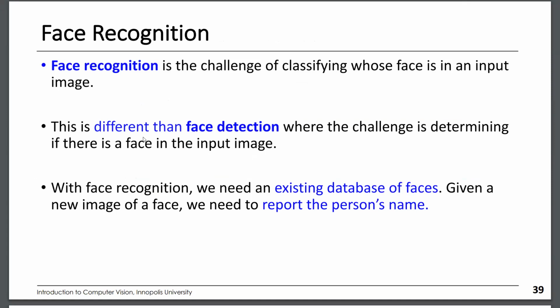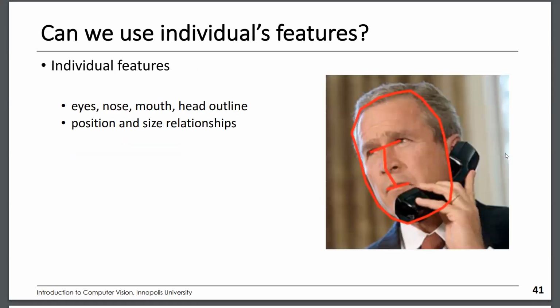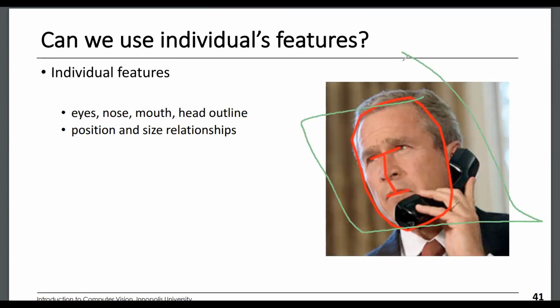This is much different than face detection, where the challenge is to determine if there is a face in the input image or not, and where it is, of course. With face recognition, we need an existing database of faces and, of course, their names. Given a new image of a face, we need to report the person's name. This is pretty useful for many applications, such as criminal identification, identity verification, patient monitoring, and so on. So it's trying to learn some features about the face that are discriminating, right? We're trying to learn as many important features as possible.